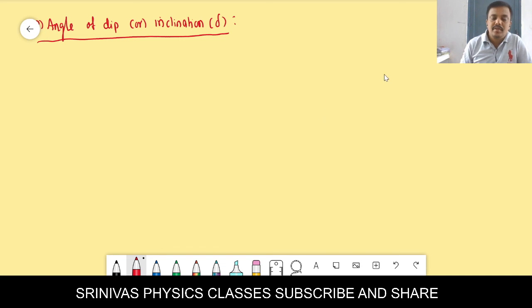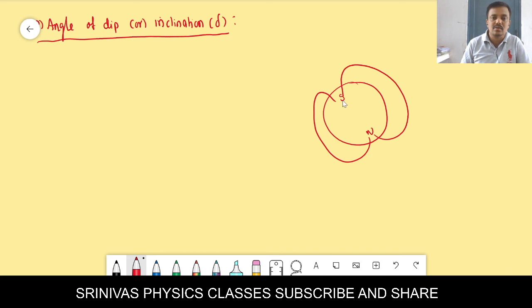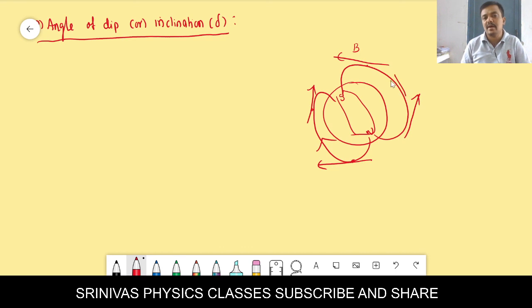For example, the net earth magnetic field at a particular point. This is the earth, with the magnetic south pole and magnetic north pole. Lines start at the north and end at the south, like this; earth field lines will be there. If we want to know the direction of the earth magnetic field at a particular point, at different points on the earth the magnetic field is in different directions.